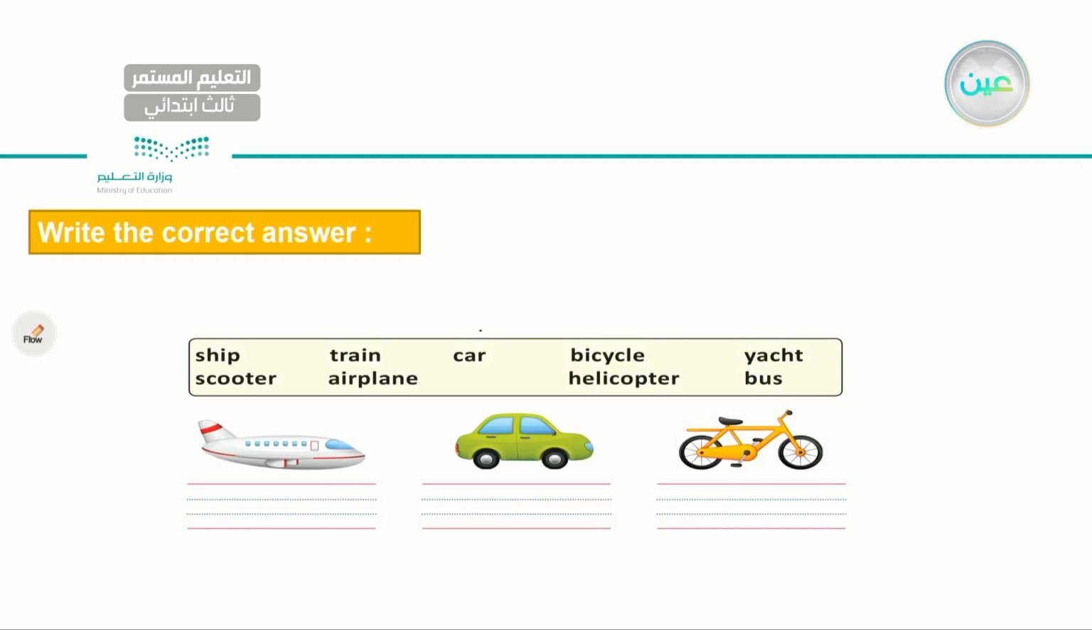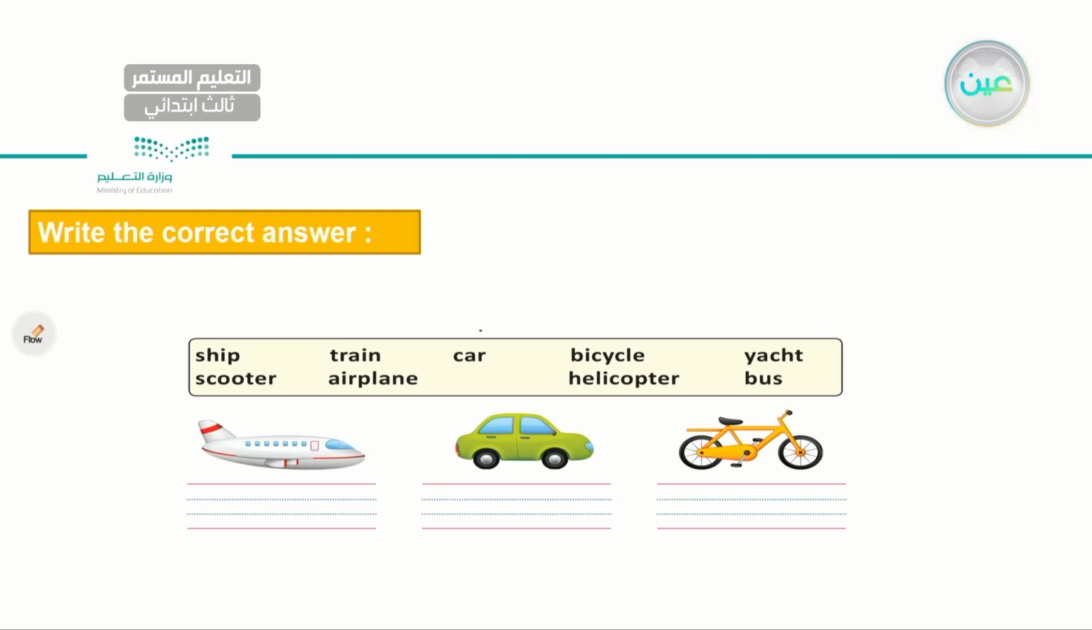Now, I need your help. These are some of the exercises that we've done in the lessons, so let's revise them together. Write the correct answer. So here in the yellow square, I have the names of different kinds of transportation.